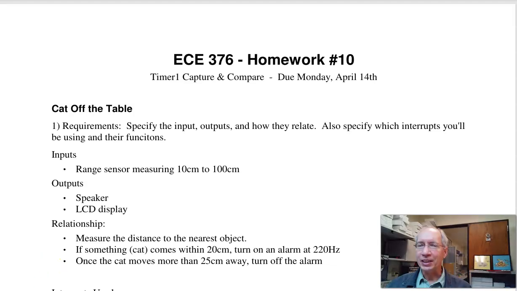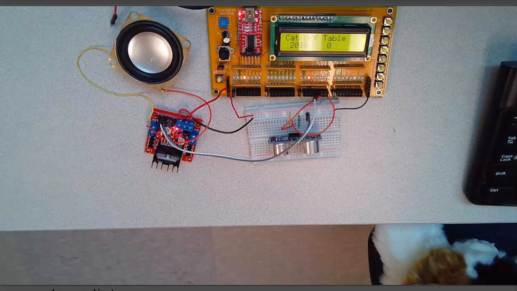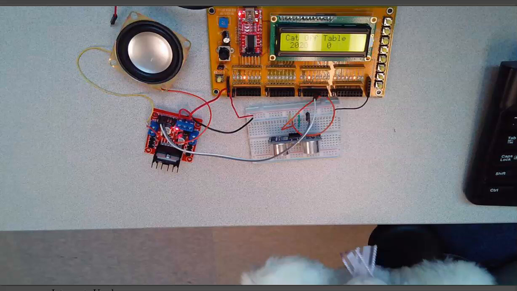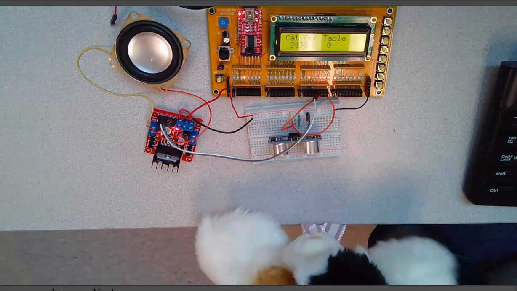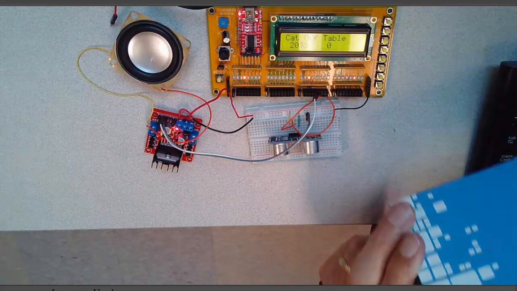So here's what it should look like. Here I've got the PIC controller along with the range sensor, a speaker, and an H bridge. When a cat comes by, it's supposed to set up an alarm, tell the cat to get off the table. And it actually works better if you have a nice flat object, like a box.